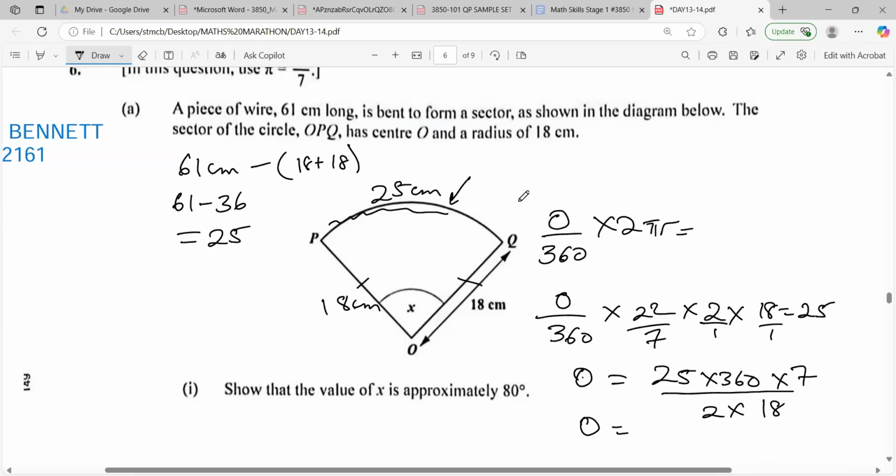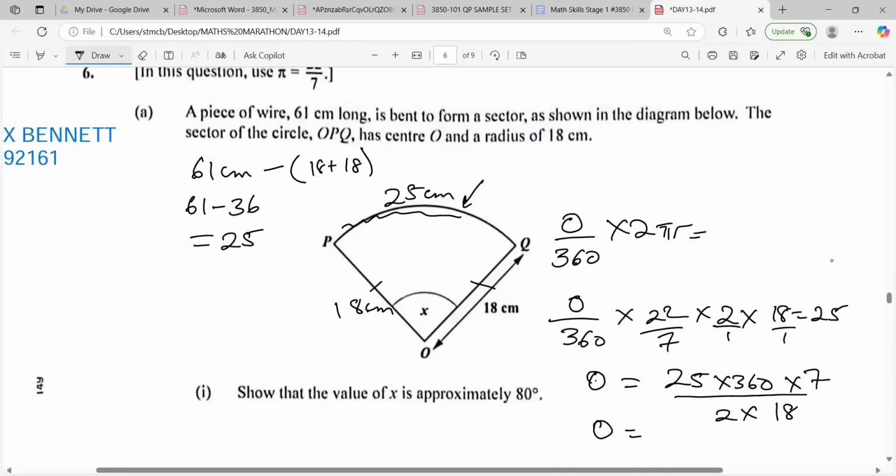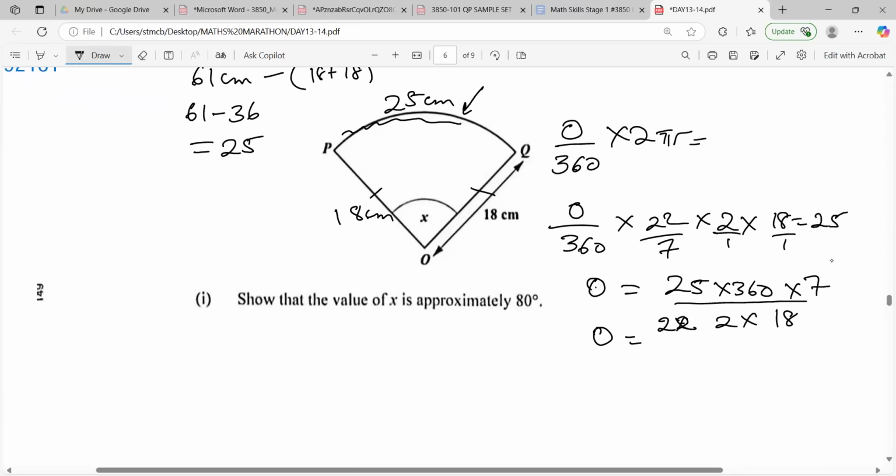So, angle over 360 times 2 pi r. Oh, the 22. Alright, so I did multiply by the 22. Let me break it down piece by piece, please. So that'll be 25 times 360 times 7, over 44 times 18.